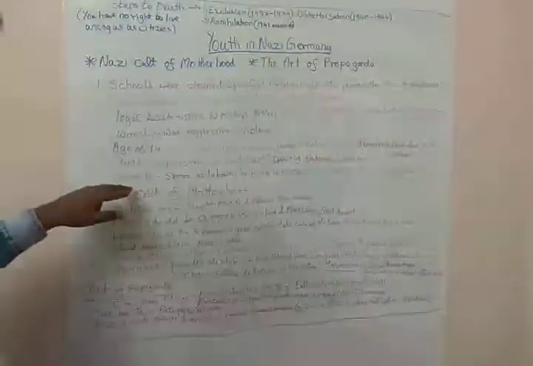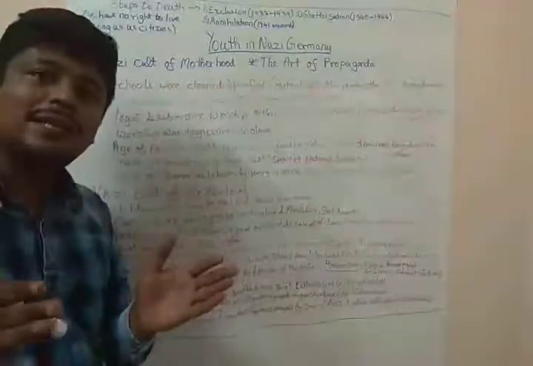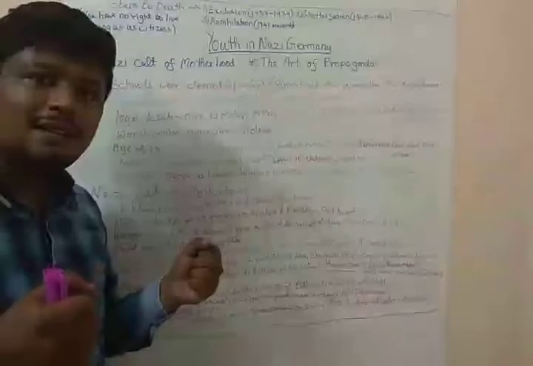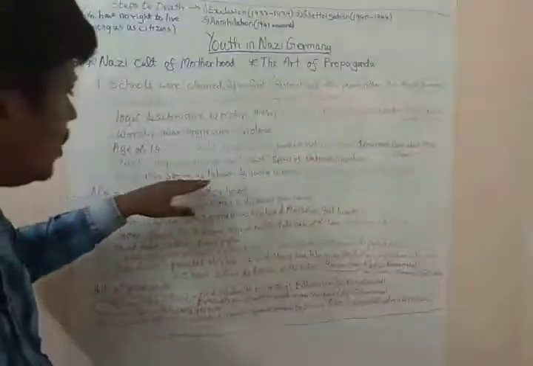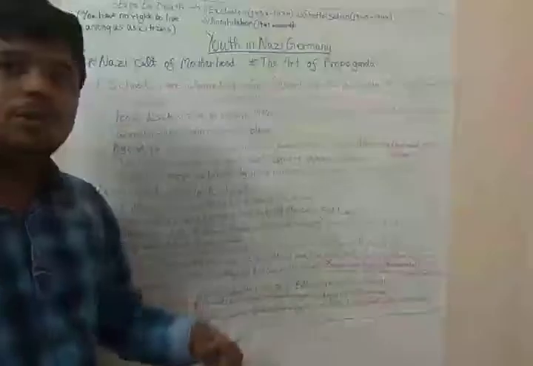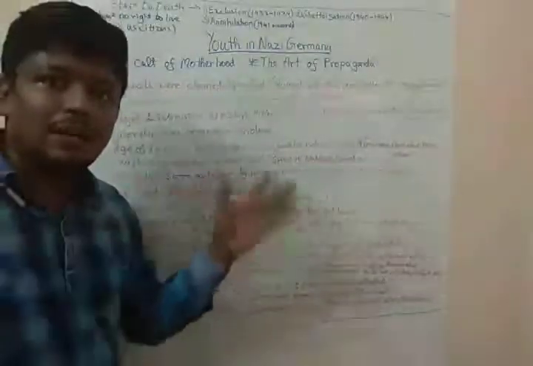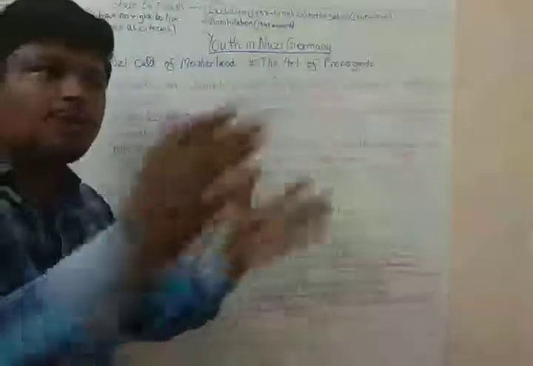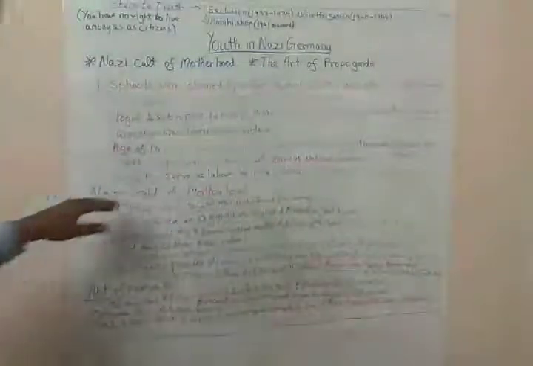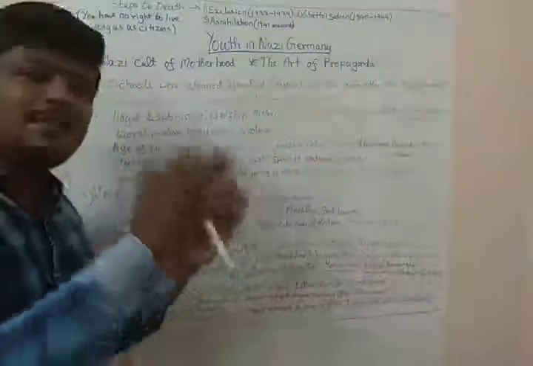And by the age of 18, every child, as a youngster, has to serve labor by joining the armed forces, and also to enter any one of the Nazi organizations. There were many groups in the Nazi organization, and they should join any one of the groups.